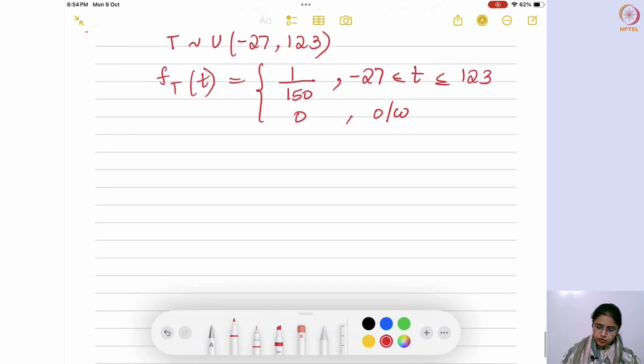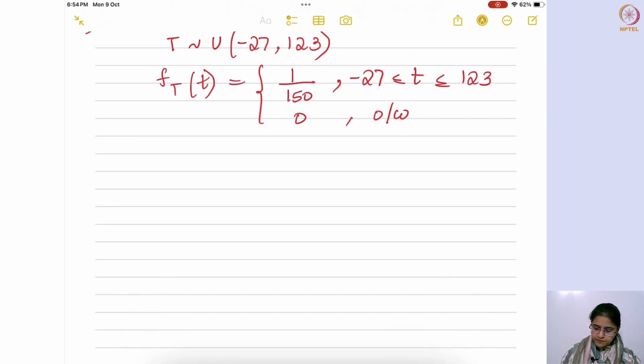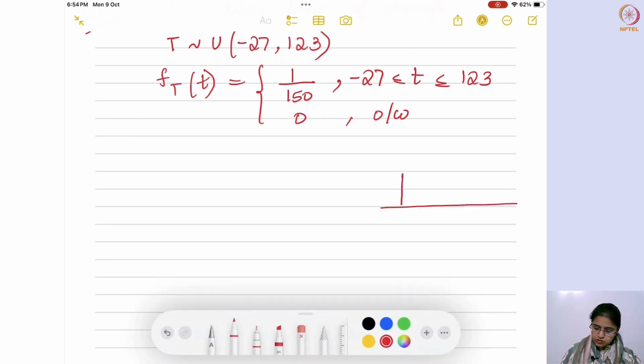If you plot it, it would look somewhat like this: here you have -27 and here you have 123, and there is equal probability of 1 over 150. This is given to you, uniformly distributed. Now it asks what the mean is based upon this density. We know that the mean for the uniform distribution with parameters A and B is (A plus B) by 2.